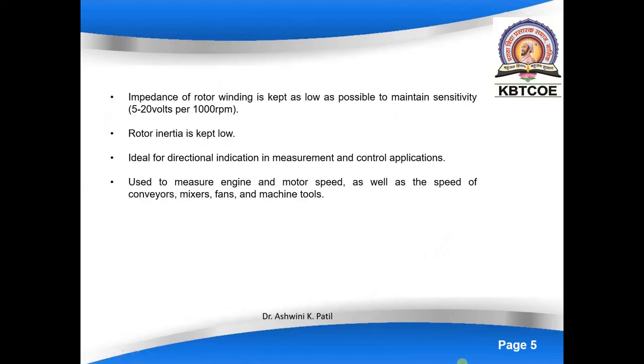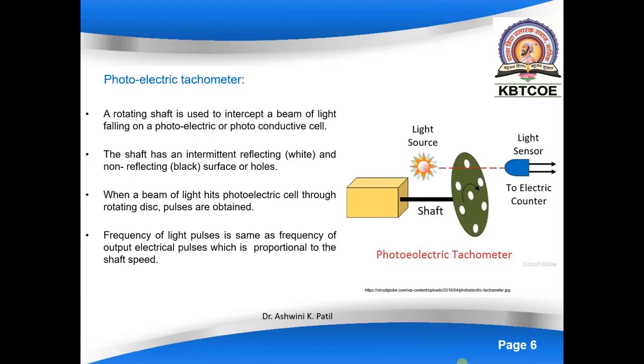Impedance of rotor winding is kept as low as possible to maintain the sensitivity, that is 5 to 20 volt per 1000 rpm. Rotor inertia is kept low, and it is ideal for direction indication in the measurement and control applications. It is mostly used whenever the direction is important to measure. It is used to measure engine or motor speed as well as the speed of conveyors, mixers, fans, machine tools, etc. in the industrial applications.